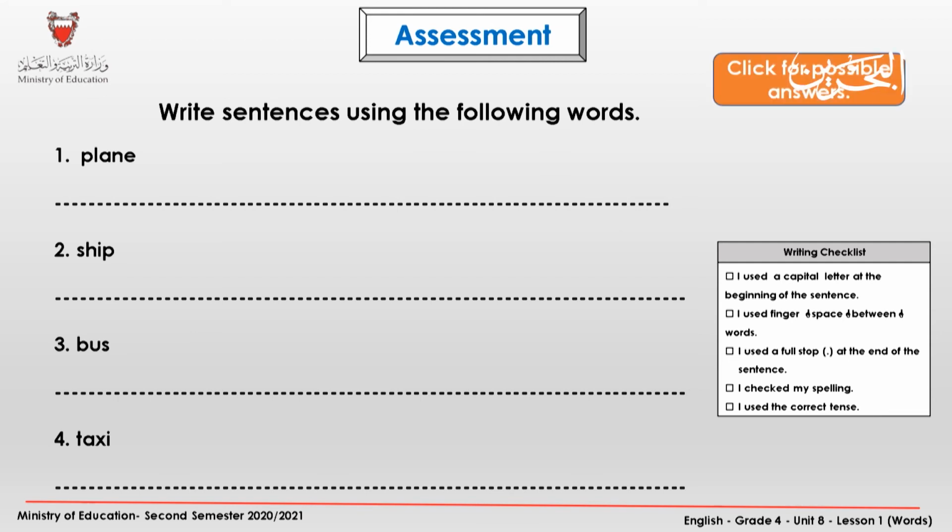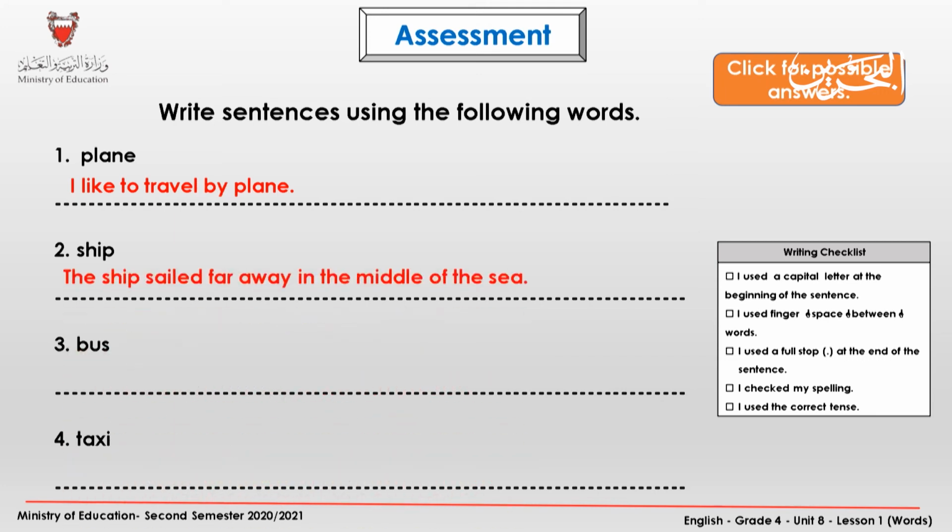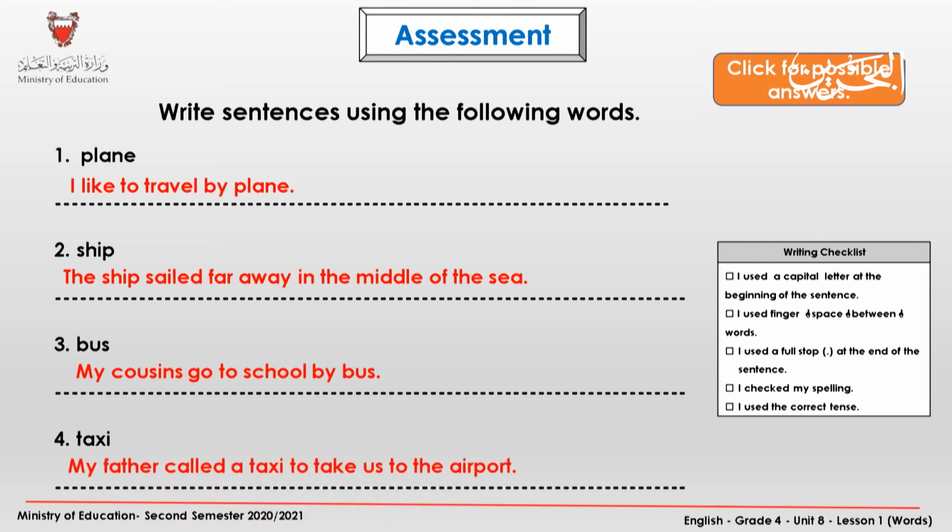And now, click for possible answers. Number 1. I like to travel by plane. Number 2. The ship sailed far away in the middle of the sea. Number 3. My cousins go to school by bus. And number 4. My father called a taxi to take us to the airport.